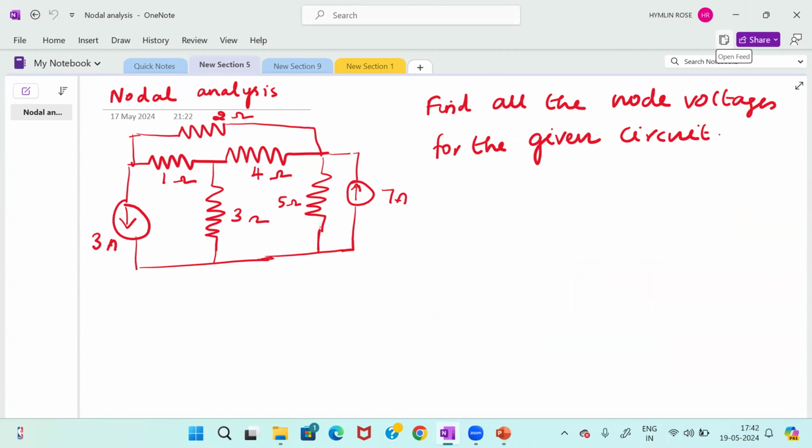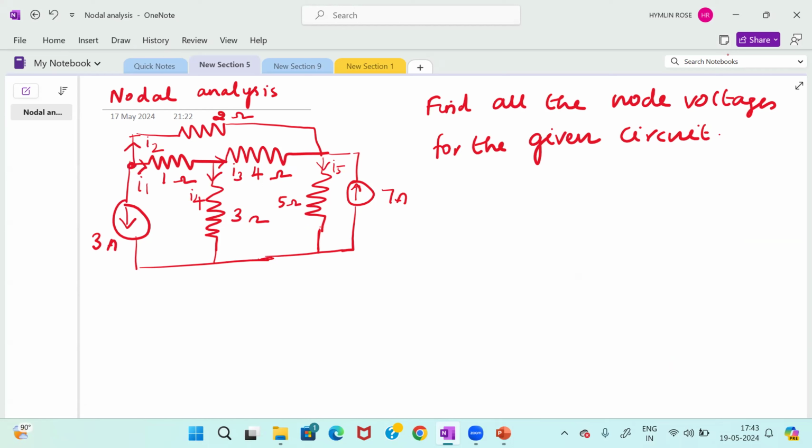So this is one branch. You can take it as I1, and this is I2, this is I3, this is I4, this is I5. And how many nodes are there?